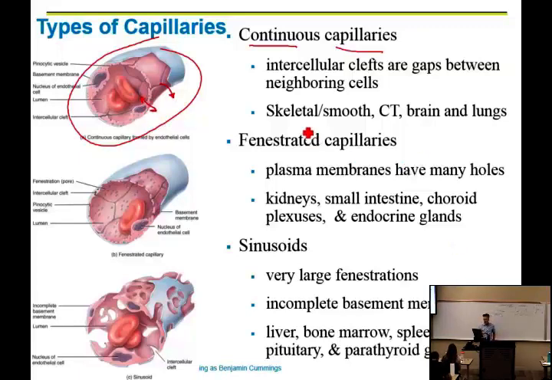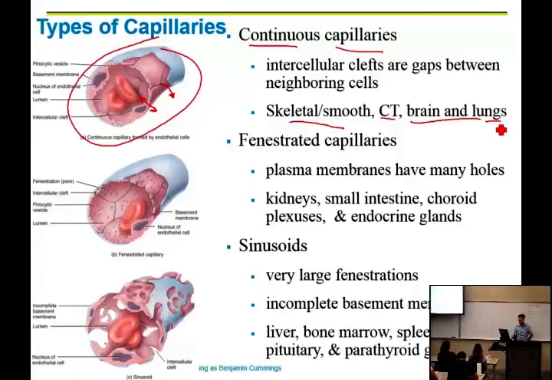So what we find is our muscle generally gets served with this, connective tissue, the brain, nervous tissue, respiratory tissue. A lot of the tissues in the body have this type of capillary. Allows nice amount of exchange. But if we need even more exchange, then we get to fenestrated capillaries.